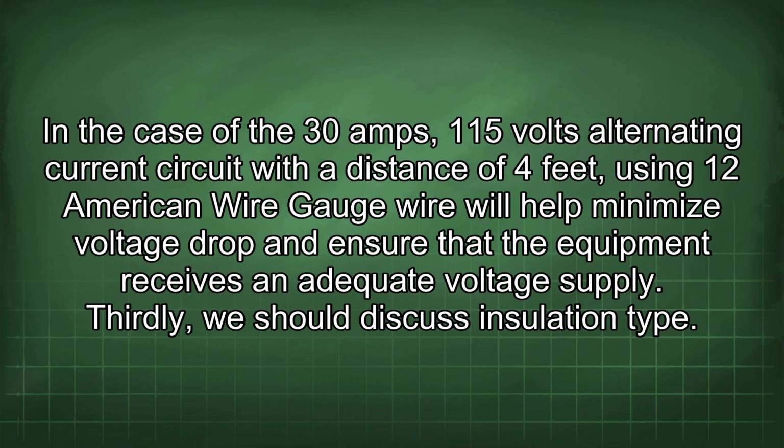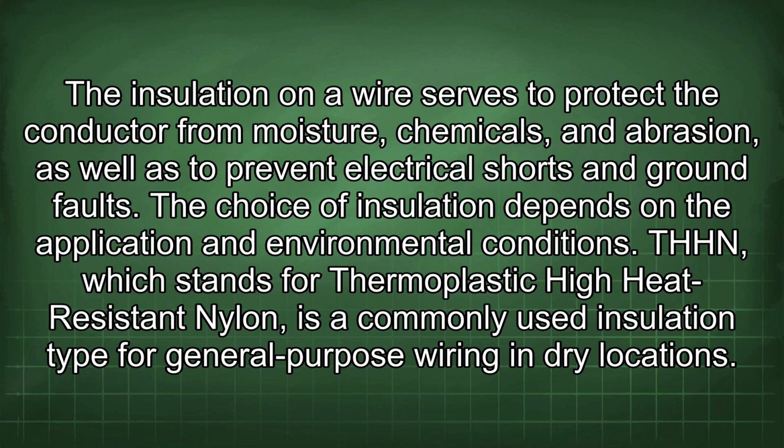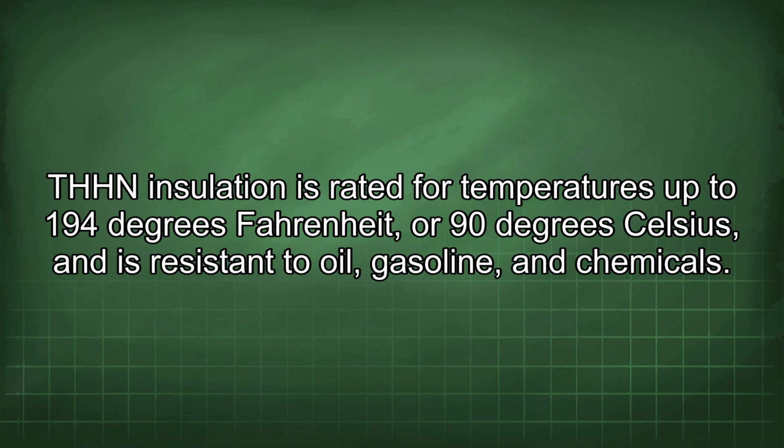Thirdly, we should discuss insulation type. The insulation on a wire serves to protect the conductor from moisture, chemicals, and abrasion, as well as to prevent electrical shorts and ground faults. The choice of insulation depends on the application and environmental conditions. THHN, which stands for thermoplastic high heat resistant nylon, is a commonly used insulation type for general purpose wiring in dry locations. THHN insulation is rated for temperatures up to 194 degrees Fahrenheit or 90 degrees Celsius and is resistant to oil, gasoline, and chemicals.